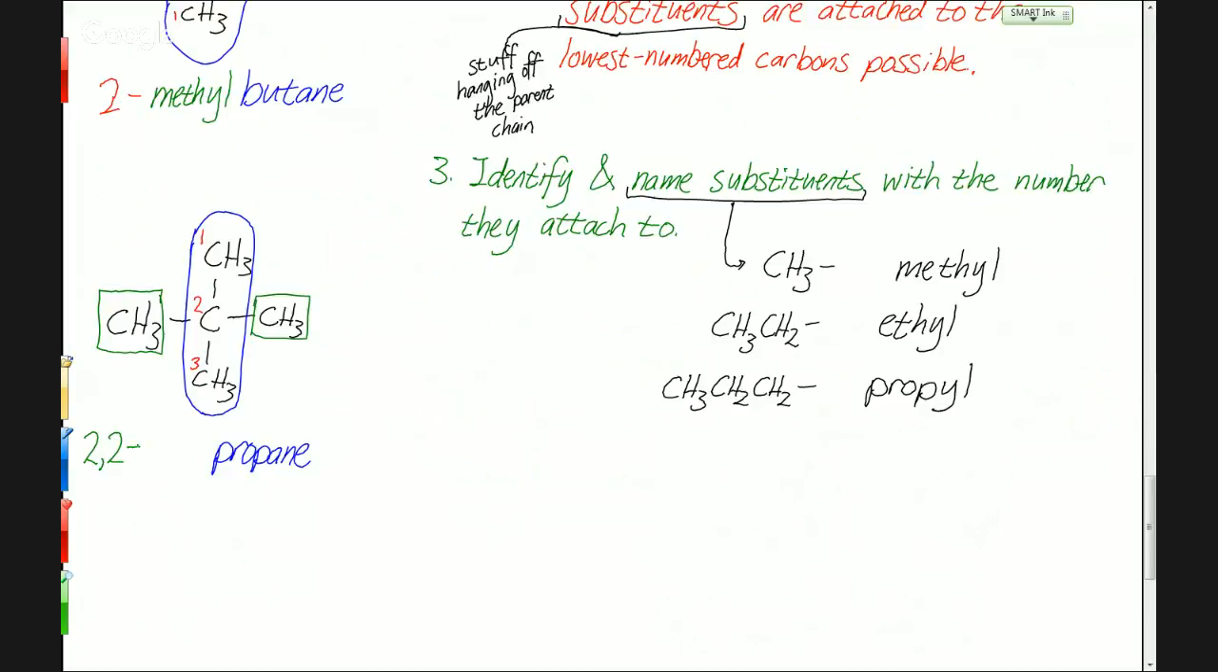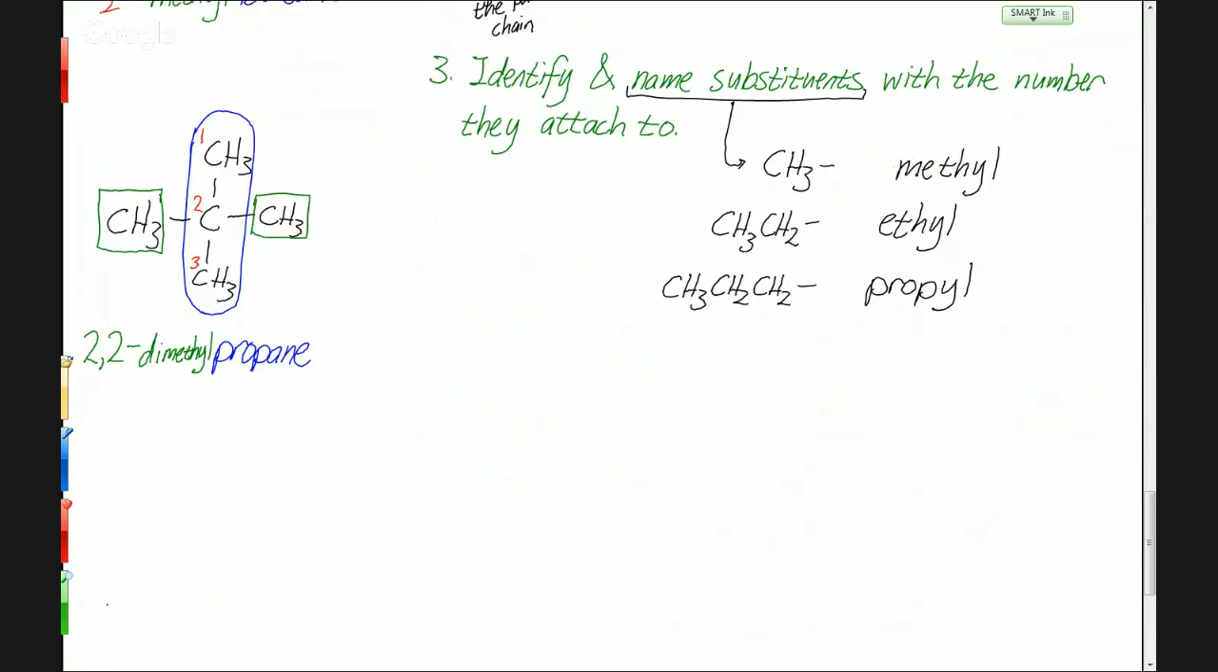So it would be 2, 2, and then instead of methyl, we say dimethyl to indicate that there are 2 of them. We can put that over here with these. Di is 2. We've used these before, right? So those same kinds of things apply here. So this molecule is called 2,2-dimethylpropane. All right, we good so far?